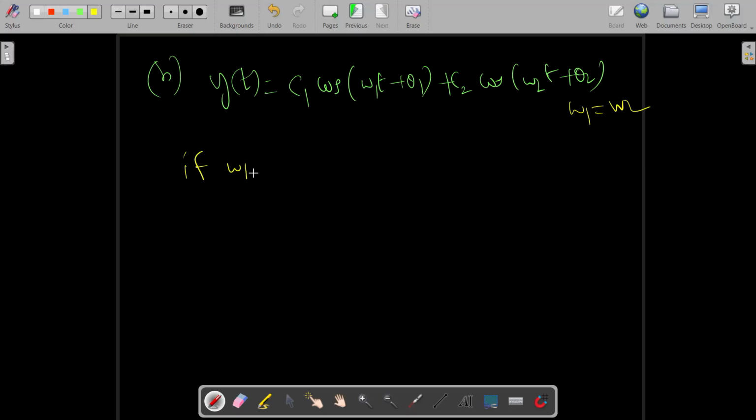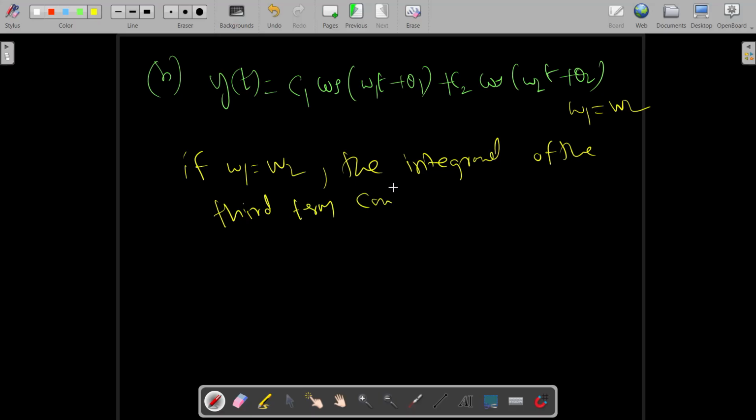If omega 1 is equal to omega 2, the integrand of the third term contains a constant. What is that value? That is going to be cos(theta 1 minus theta 2). That is what I am showing here.